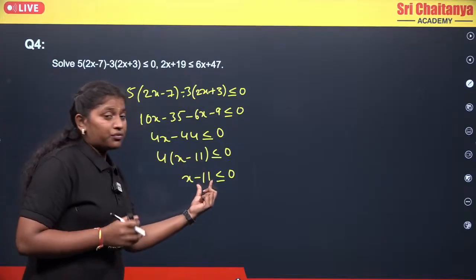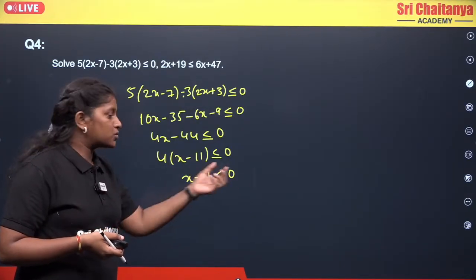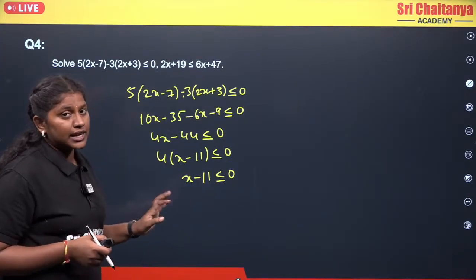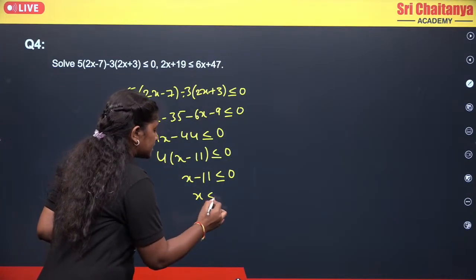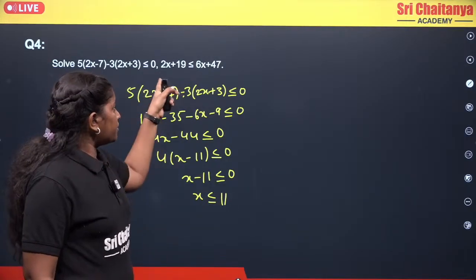Now we need to eliminate the 11. So for that reason we will add 11 on both the sides. So 0 plus 11 will give you 11. And here plus 11 and minus 11 will get cancelled. So finally we will get x less than or equal to 11. Okay. So now moving to the next condition.